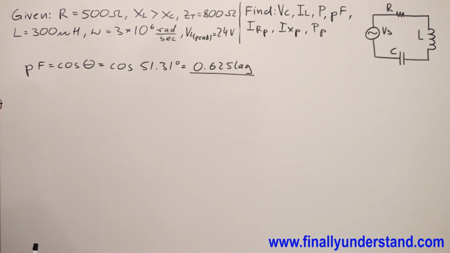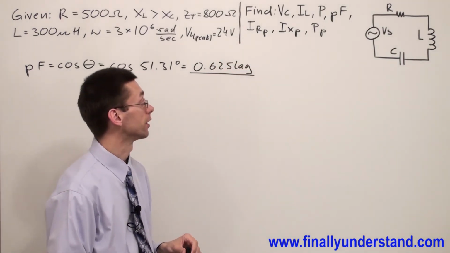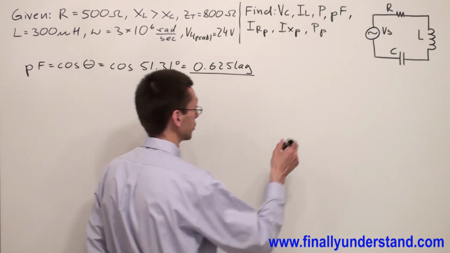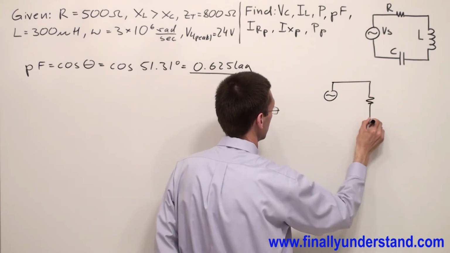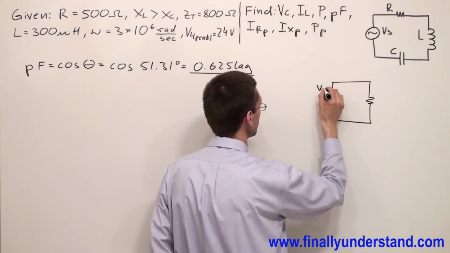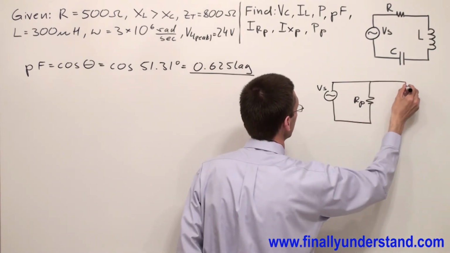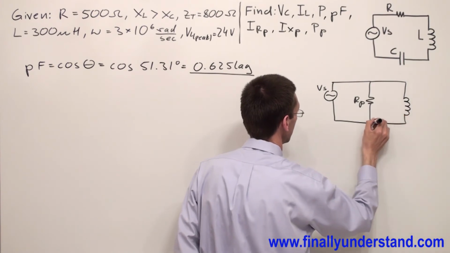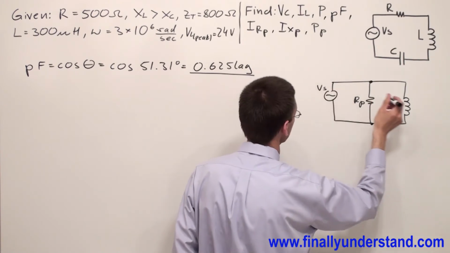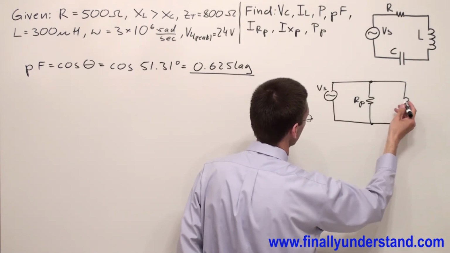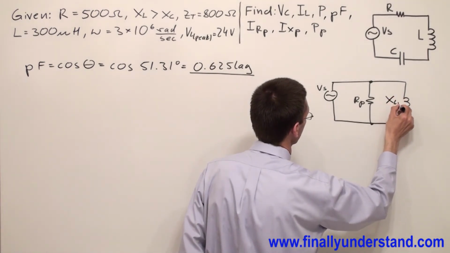Next, we have to find the current which goes through the resistor in the parallel equivalent circuit. So I'm going to have parallel equivalent circuit. We have voltage source, we have resistance R_P, and we have also inductor. Why inductor? Because X_L is greater than X_C. That's why there is no other option. We're supposed to get the inductor. So I have X_LP.